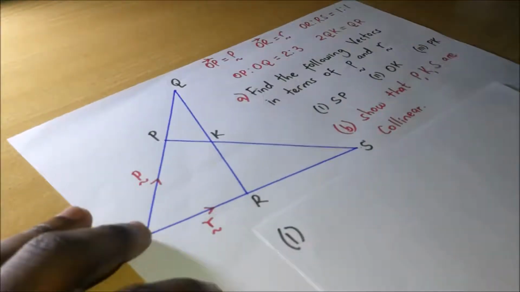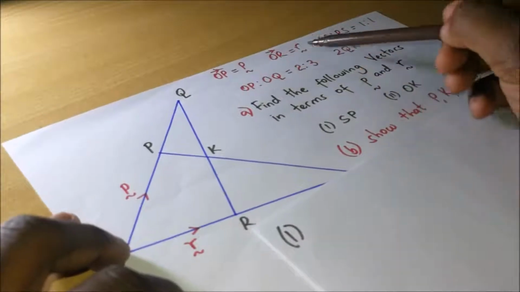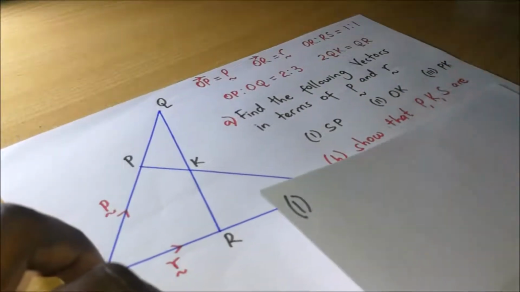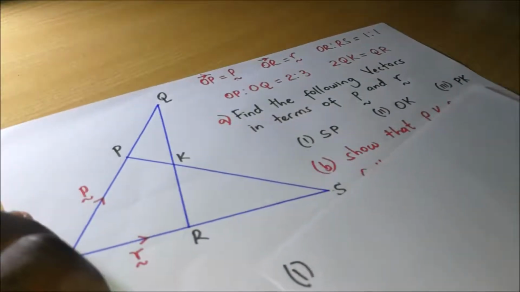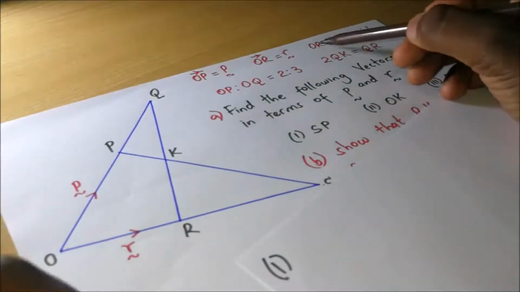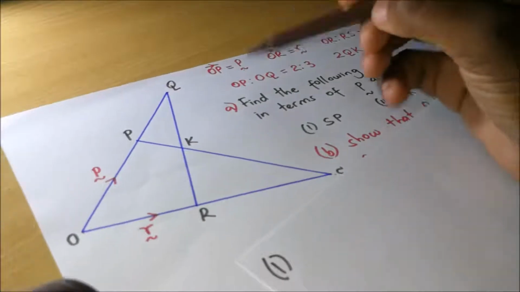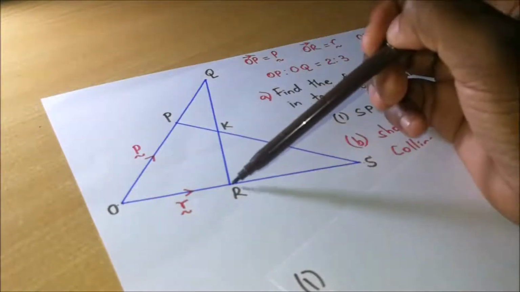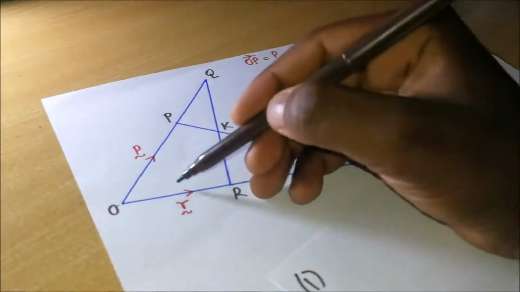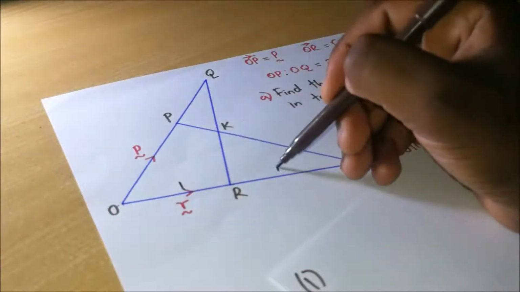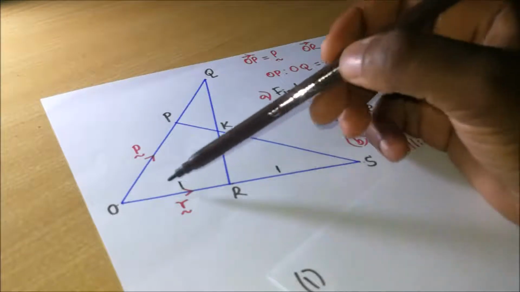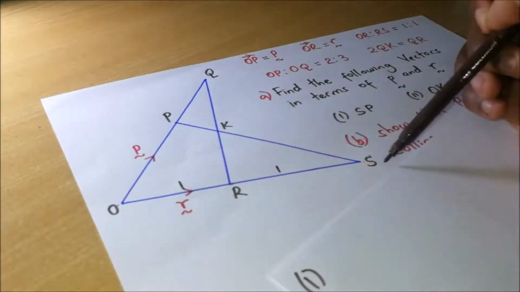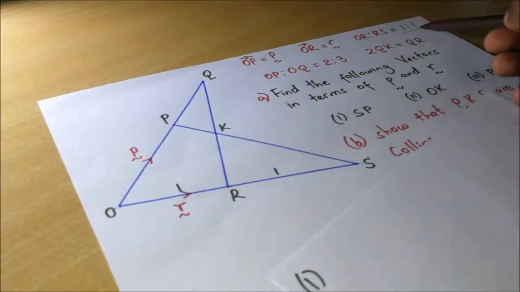Now, besides knowing that OP is that and OR is that, we have some extra information that we need to factor into our diagram. For example, here we have OR to RS is 1 to 1. So when you look at the diagram, they're talking about O to R, then R to S, the ratio is 1 to 1. It means that point R is the midpoint of OS.